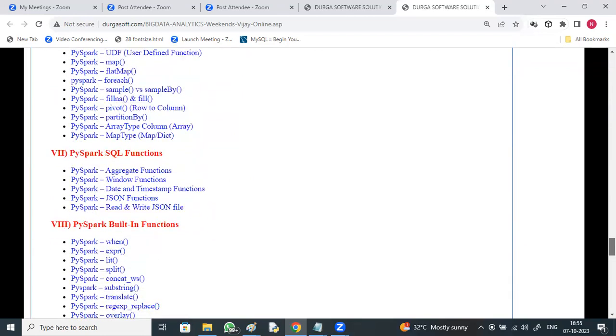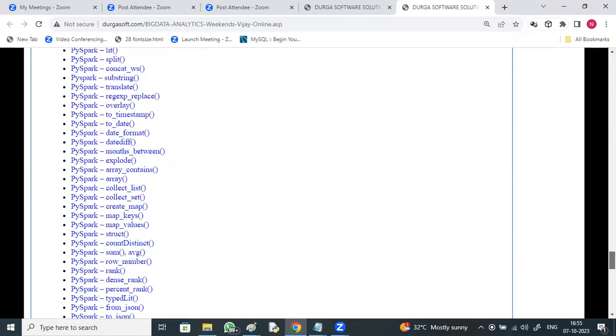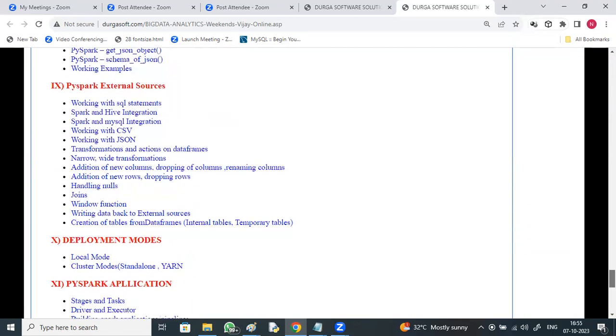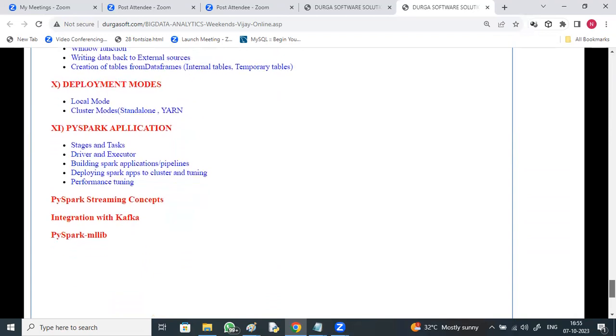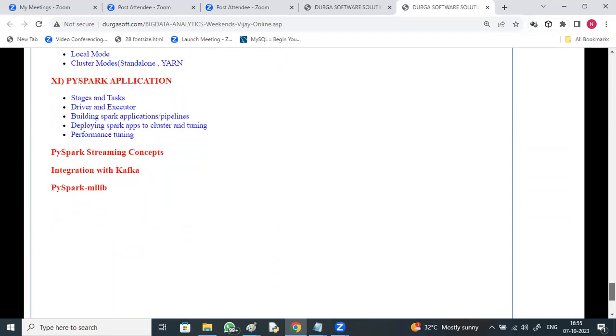PySpark SQL functions and various built-in functions of PySpark one by one in brief, PySpark external sources, deployment modes, PySpark applications creation, streaming integration with Kafka.